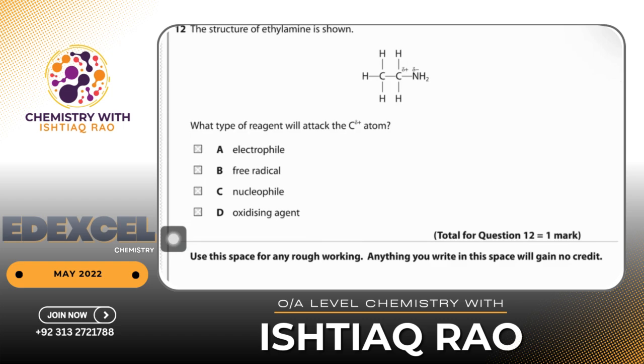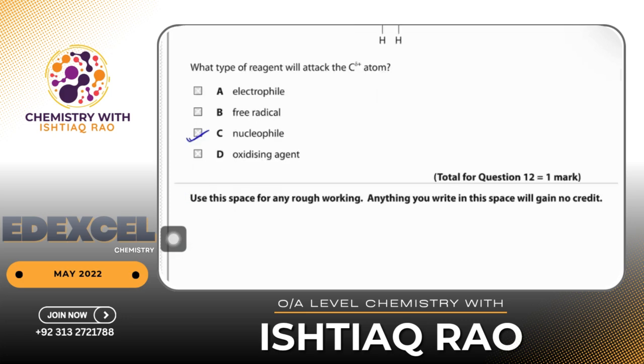Okay. What type of reagent will attack the partial positive carbon? Positive means a nucleophile can attack on the positive side. Yes, C is correct. Good.